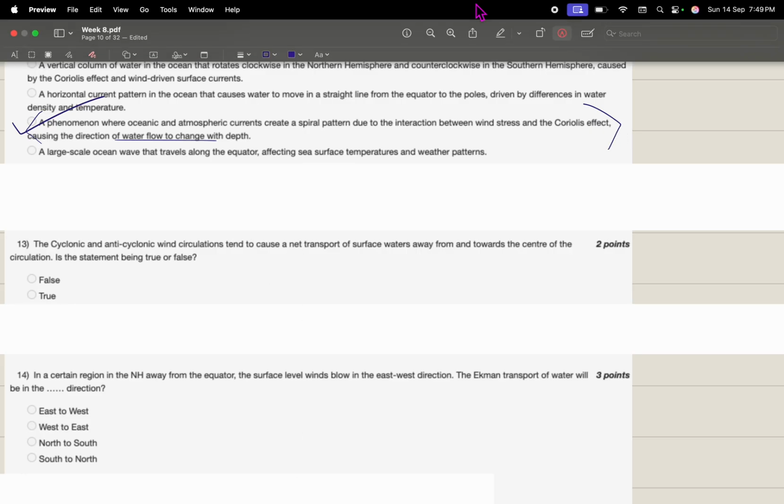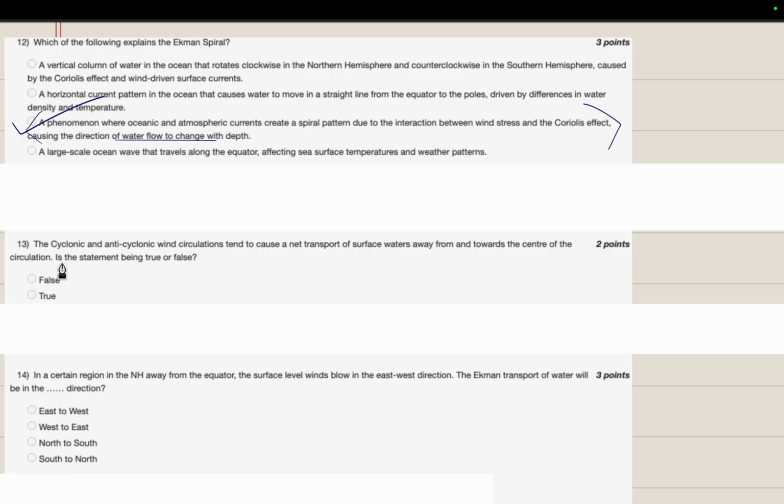Now, question 13. This is a true-false question. Cyclonic and anticyclonic wind circulations tend to cause the net transport of surface waters away from and towards the center of circulation. This statement is true or false? That is, cyclonic wind tends towards net transport of surface water away from the center, and anticyclonic circulation towards the center of the circulation. True. Yes, question 13 is true.